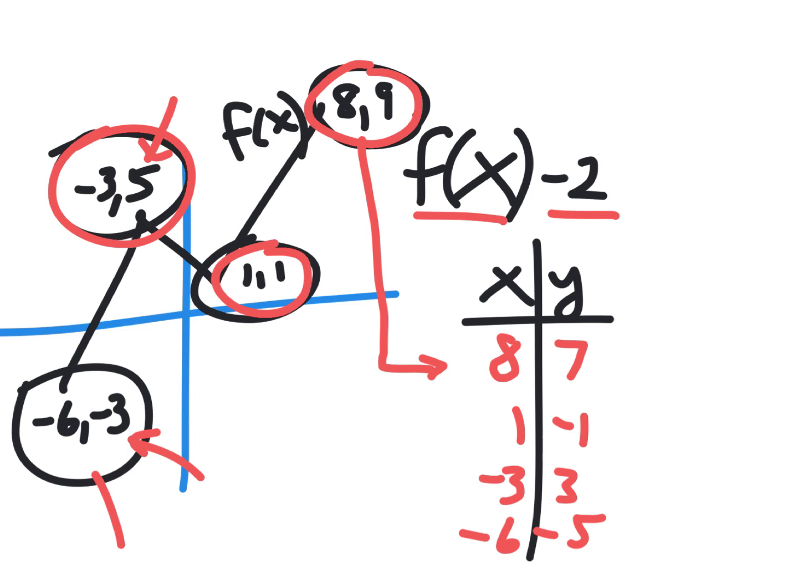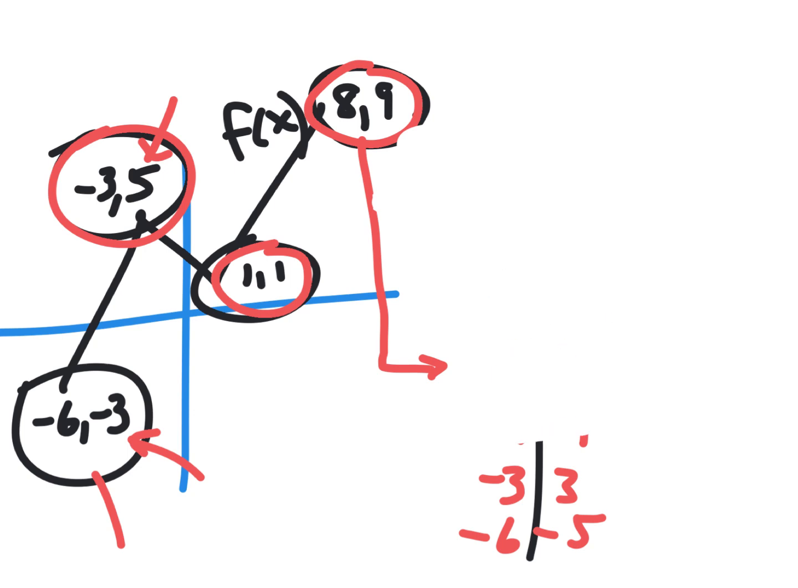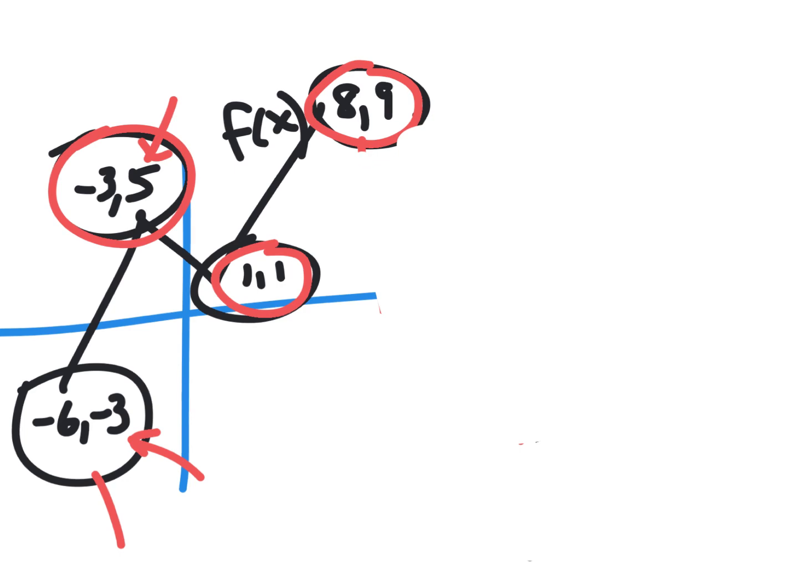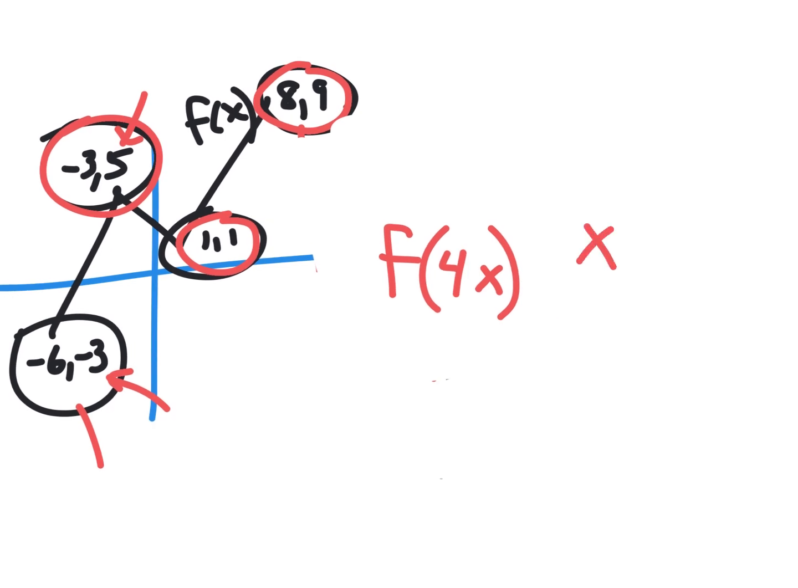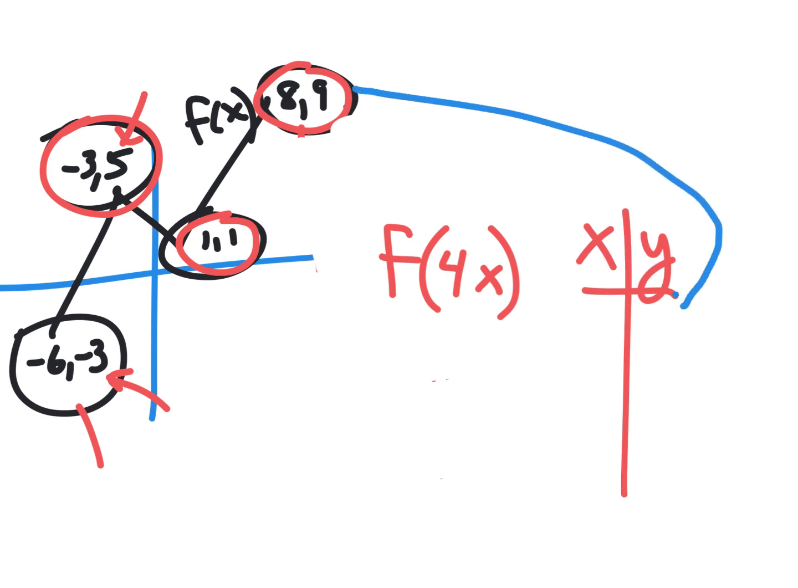Cool. Now that's the easy kind, because we messed with the y values, and then it does what you would think it would do. Now I want you to leave the original points as the original points, but we're going to make a new change. This time, we're going to take our function and do f of 4x. Well, it used to be 8, 9. It won't be anymore.